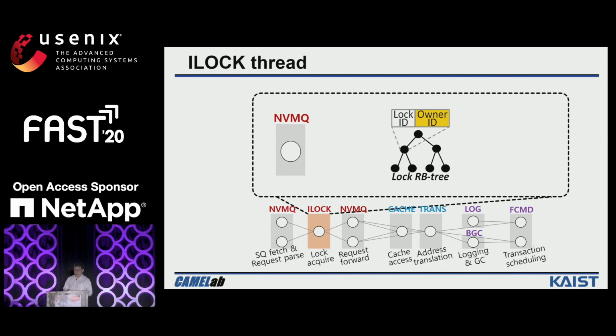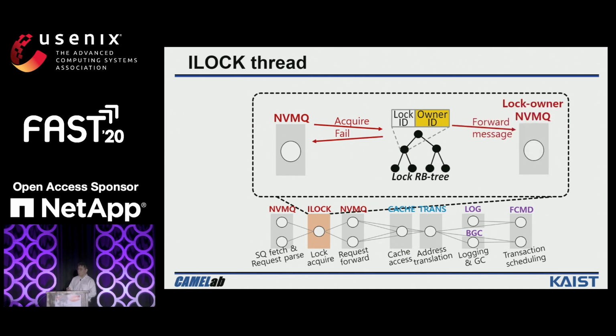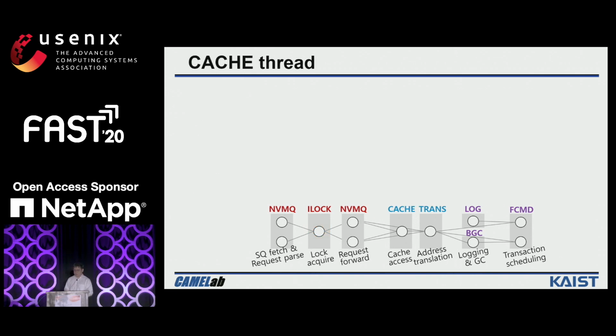Specifically, we propose a forward method. If one NVMQ cannot get the lock, the ILOCK will forward the messages to the lock owner. The lock owner will process the corresponding request on behalf of the NVMQ that does not own the lock. So this design can reduce the communication overheads.